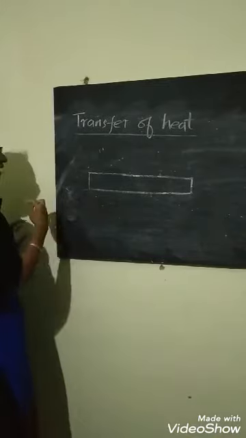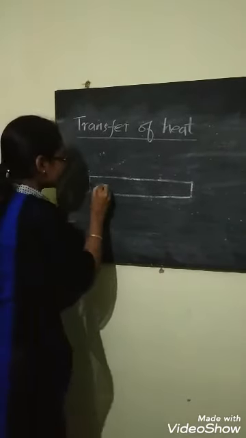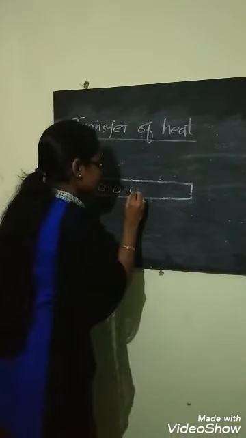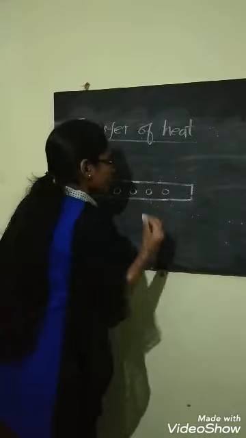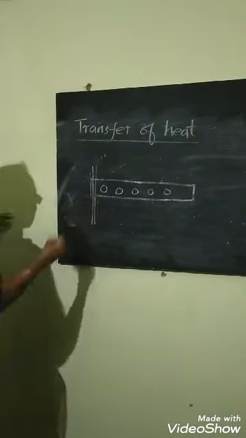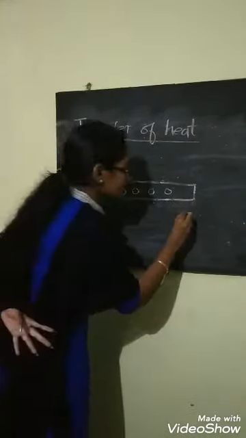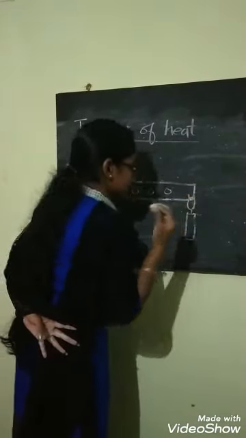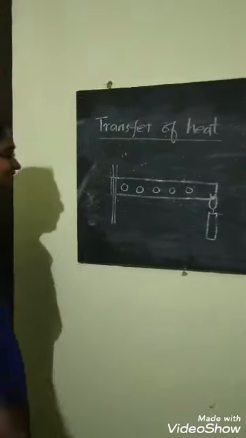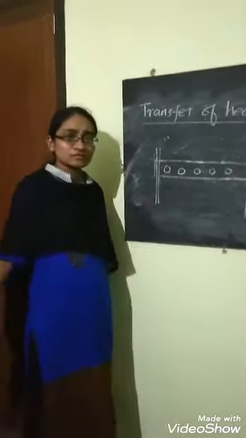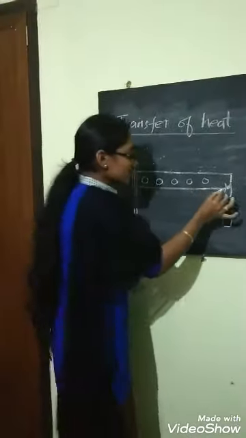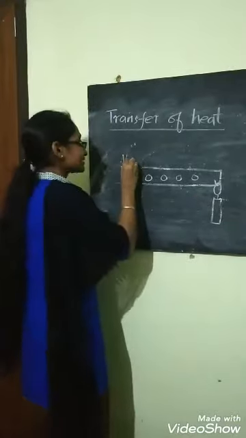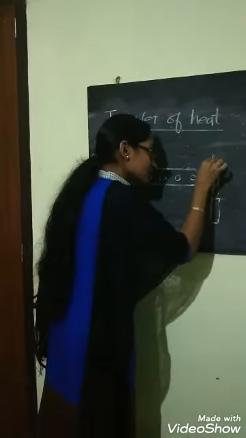They took an iron rod and stuck wax pieces on it. Fix it on this side, and I am giving fire on this side. I am heating it here. What happens? Will this wax fall first? No. When we heat here, this end is cold and this end is hot.